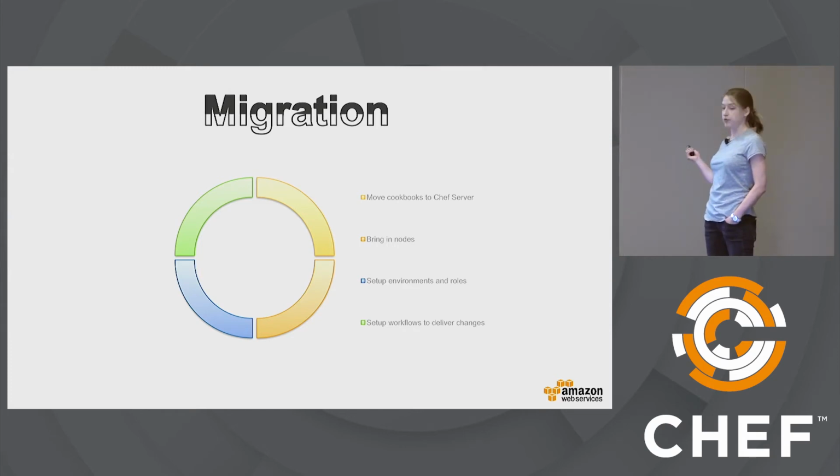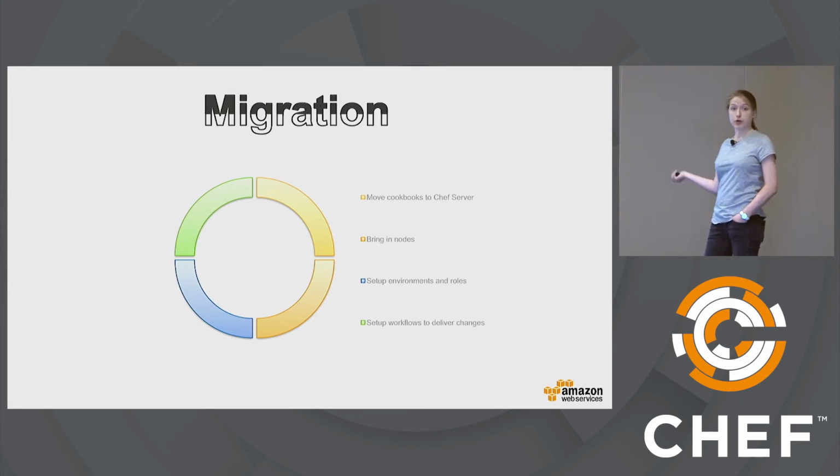As I mentioned, it's about 4 steps. First of all, you need to move your cookbooks to the Chef server, because previously you had them somewhere in Git repositories. Maybe they were scattered. They need to be in the Chef server so nodes can have access to them. Then you bring in nodes, so they can talk to Chef server and it knows about them. Then you set up environments and roles. This is a pretty easy step. We're going to skip it today, actually.